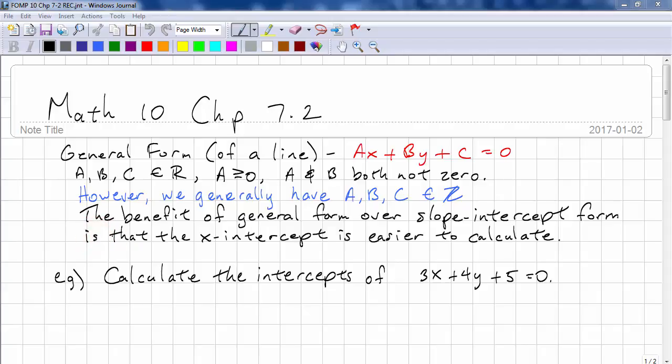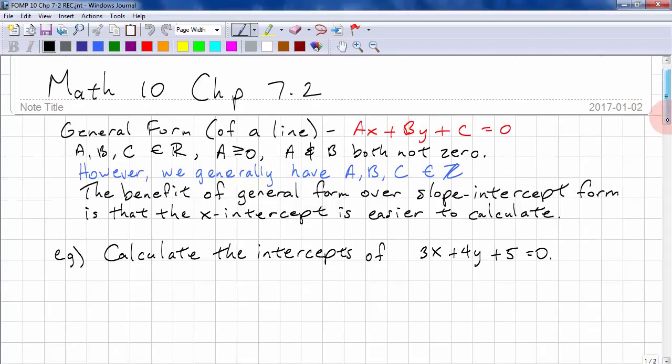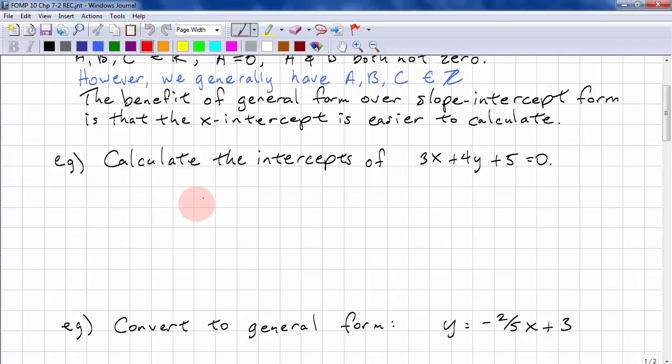Now, the benefit of the general form over slope-intercept form is that we are able to calculate the x-intercept easier. So let's look at a few examples. Calculate the intercepts of 3x plus 4y plus 5 equals 0.